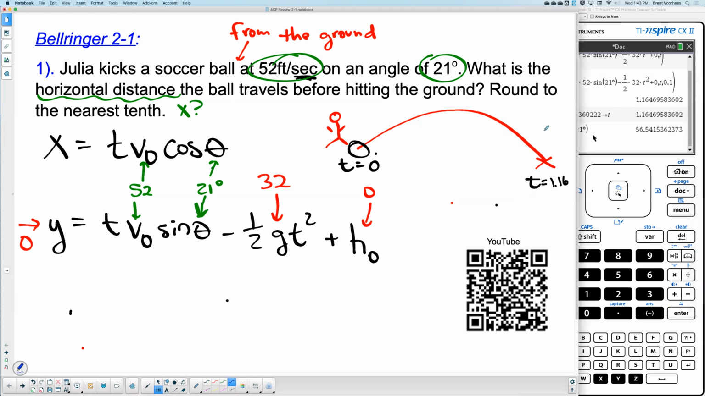That distance that the ball travels when it hits the ground, it's 56.50. That would be the X and Y at that location right there. That would be the location 56.5, and so that's how far the ball travels, 56.5 feet.